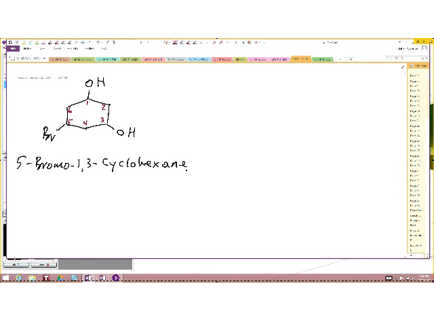Cyclohexane. This time, you do not remove the E ending, because it would be very awkward to have cyclohexane diol with the E removed, and say D. That would be very awkward, right? So that is why we leave the E whenever you have more than one hydroxy group in the molecule. Okay, so this becomes 5-bromo 1,3 cyclohexane diol.